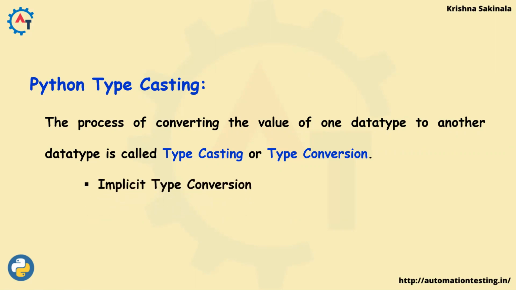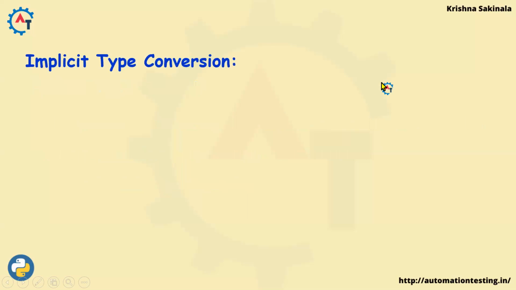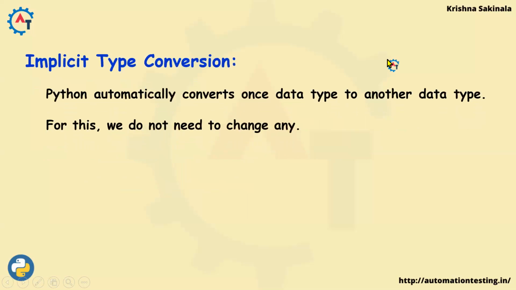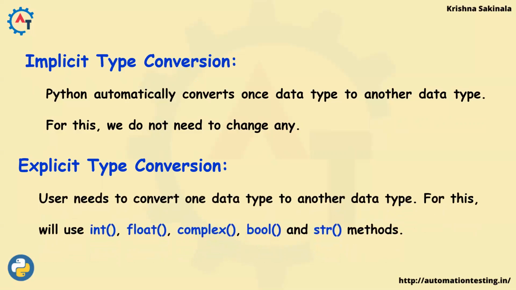There are two types of conversions. One is implicit type conversion and the second one is explicit type conversion. We will see how both happen. Implicit type conversion: Python automatically converts one data type to another data type. For this, we do not need to change anything. It automatically happens, you don't need to do anything. Explicit type conversion: the user needs to convert one data type to another data type. For this, there are predefined methods available in Python. Those are int, float, complex, bool, and str methods. By using these methods, you can convert one data type to another data type.